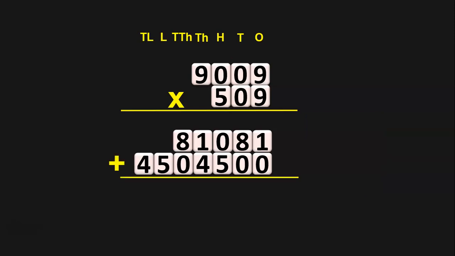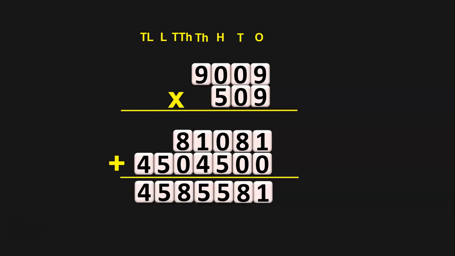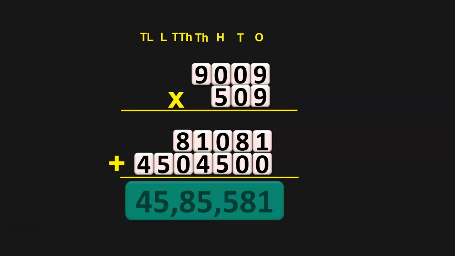Now add both these products. 1 plus 0 is 1. 8 plus 0 is 8. 0 plus 5 is 5. 1 plus 4 is 5. 8 plus 0 is 8. And then in the lakhs and 10 lakhs place, take and write down the numbers just like that. And so you get the answer to be 45 lakh 85,581. Hope you have understood how to multiply when you have zeros in the numbers.